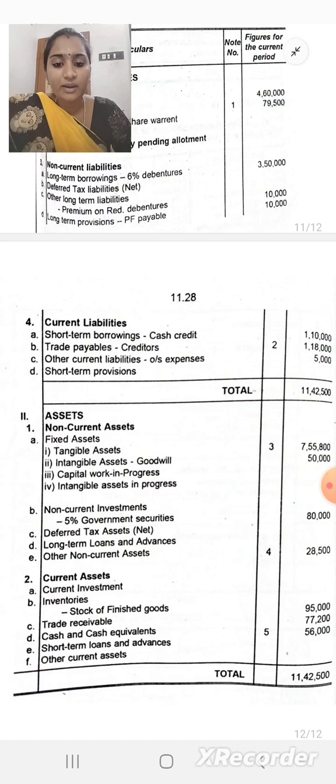In our question we have got only stock of finished goods inventory, so 95,000. Trade receivable we have done in working note number 5, 77,200. Short-term loans and advances 56,000. So the total we have got here is 11,42,500. So total items on the liabilities side we have got 11,42,500, and the asset side also we have got 11,42,500.